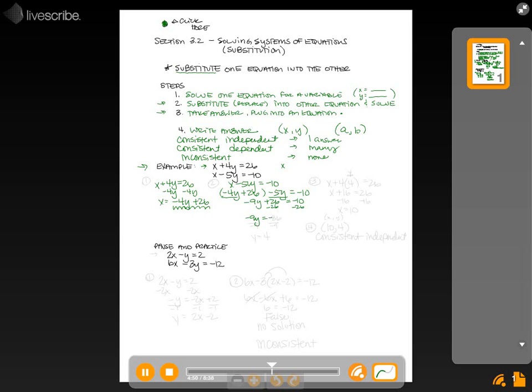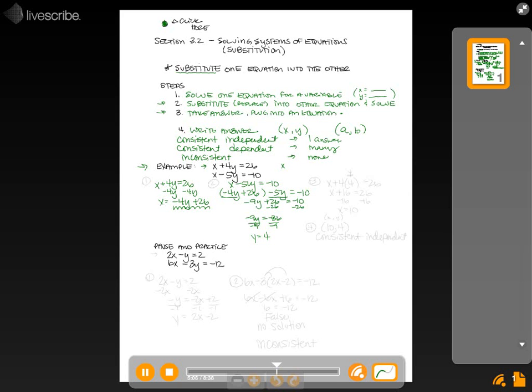Negative 9y equals negative 36. Divide both sides by negative 9. Y equals 4. That's the end of step 2. We've got our variable, one of the variables, to be a number.